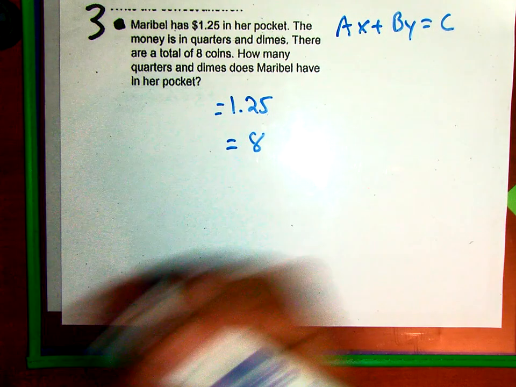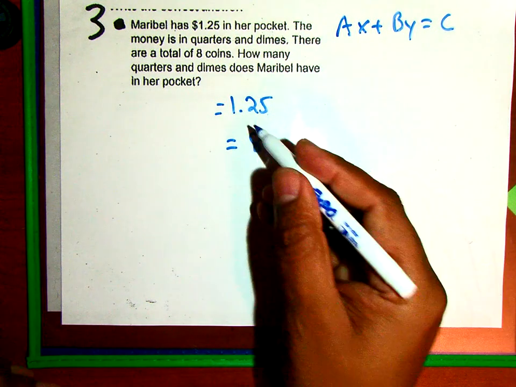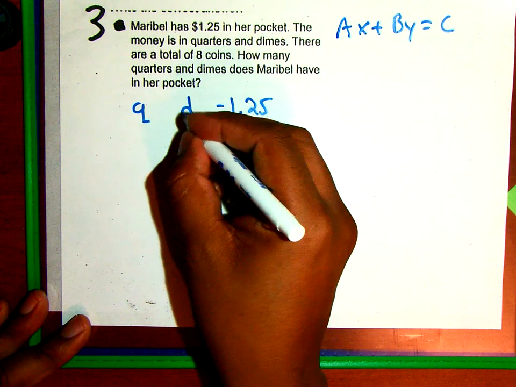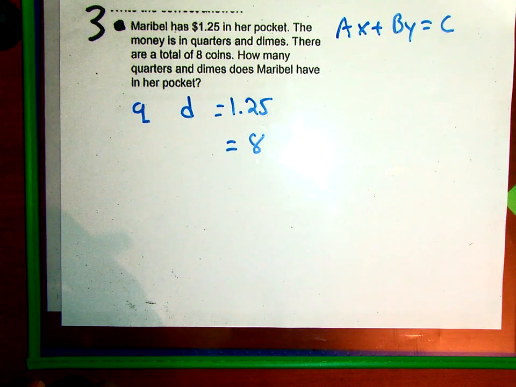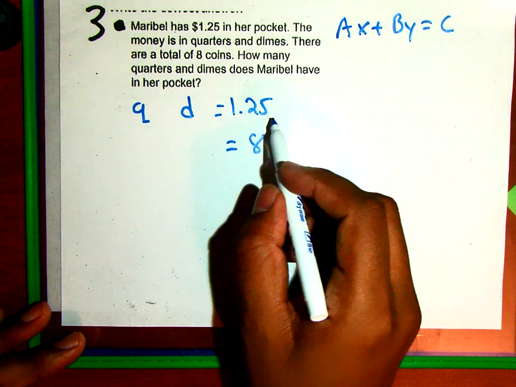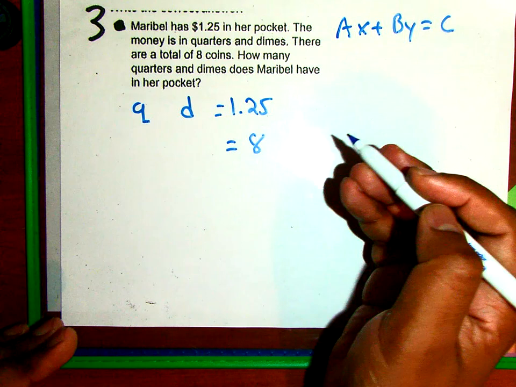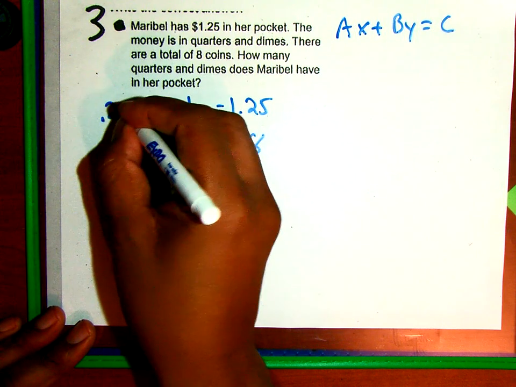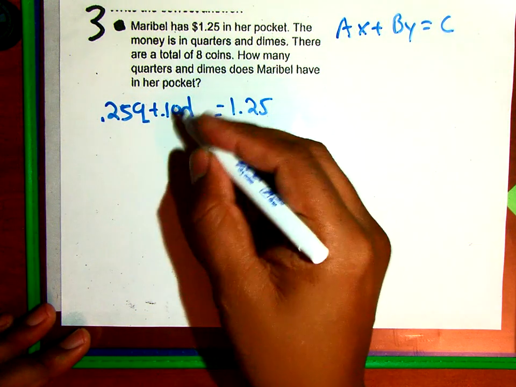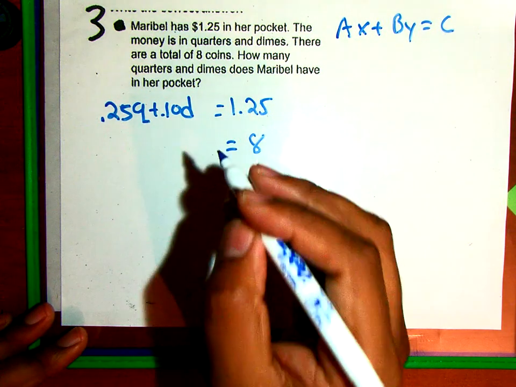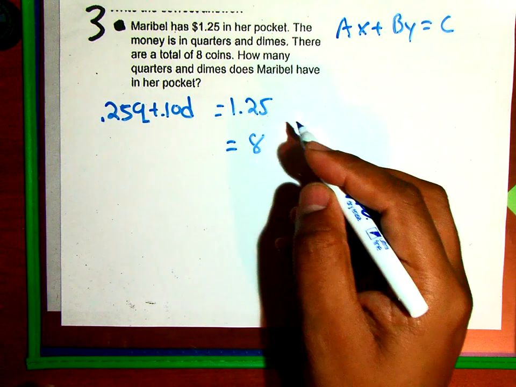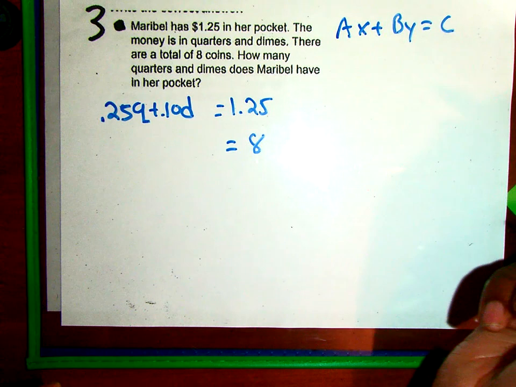Okay, so for the money to add up to equal 125, it's going to be quarters and dimes. So I'm going to put Q and D instead of X and Y. And the quarters, to actually be money, it would have to be 25 cents for each quarter. So I'm going to put 0.25 for this quarter and 10 cents for the dime. Every dime is multiplied by 10 cents. Every quarter is multiplied by 25, and it will equal 125.